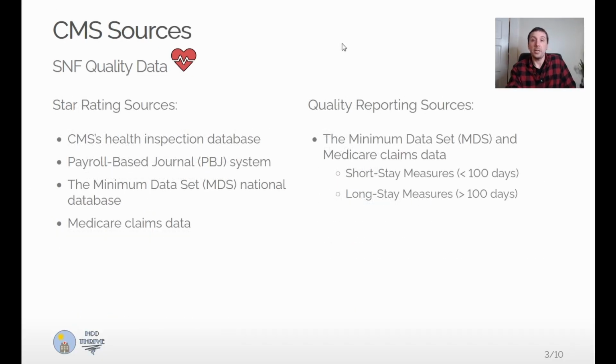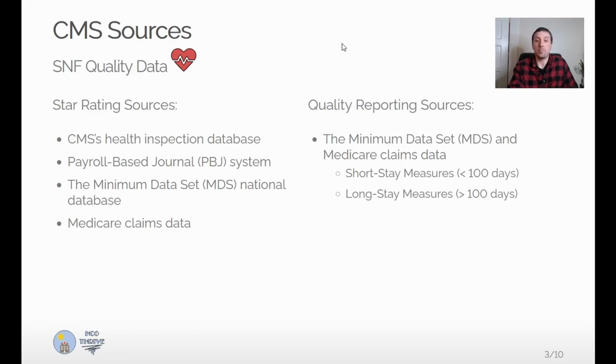Here's a little more information on the dataset sources. In terms of Star Ratings, it comes from CMS's Health Inspection Database. This is where the results of health and/or fire inspections are stored. Payroll Based Journal, this is staffing ratios. Minimum Data Set, that is assessments that are given at the start and finish of resident intake and outtake, as well as Medicare claims data for events such as rehospitalizations, discharge to community, and other ones like that.